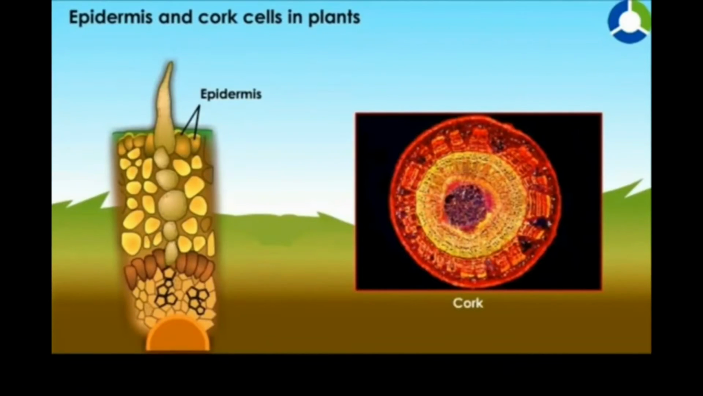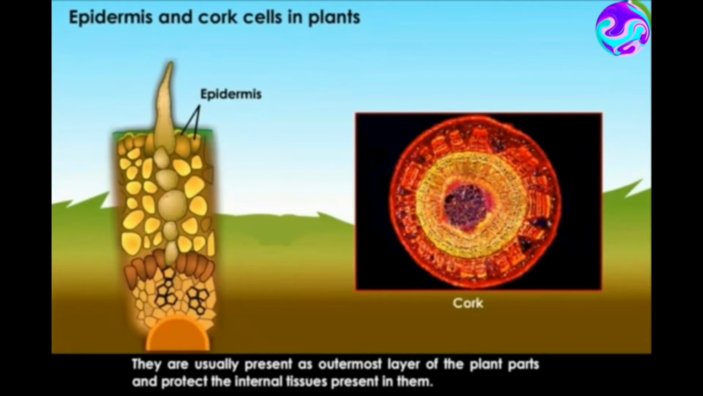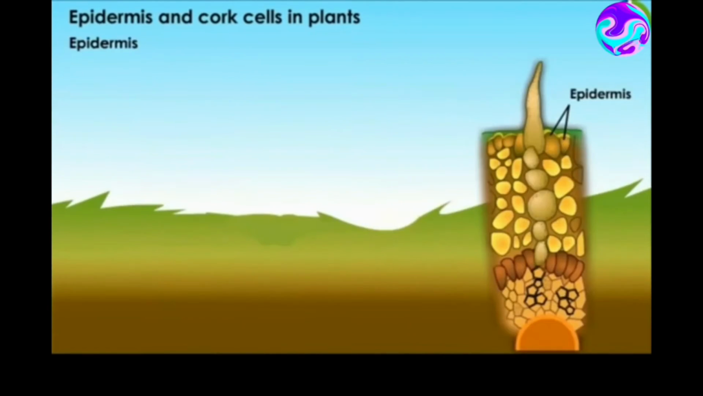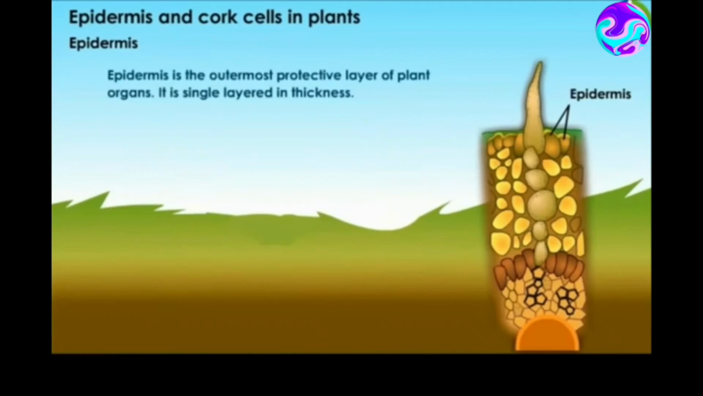Now let's get started with the protective tissue. Epidermis and cork cells in plants. They are usually present at the outermost layer of the plant parts and protect the internal tissues present in them. So, epidermis and cork are called protective tissue in the plants. Now let's get started with epidermis. Epidermis is the outermost protective layer of plant organs. It is a single layer in thickness. You can see its figure.